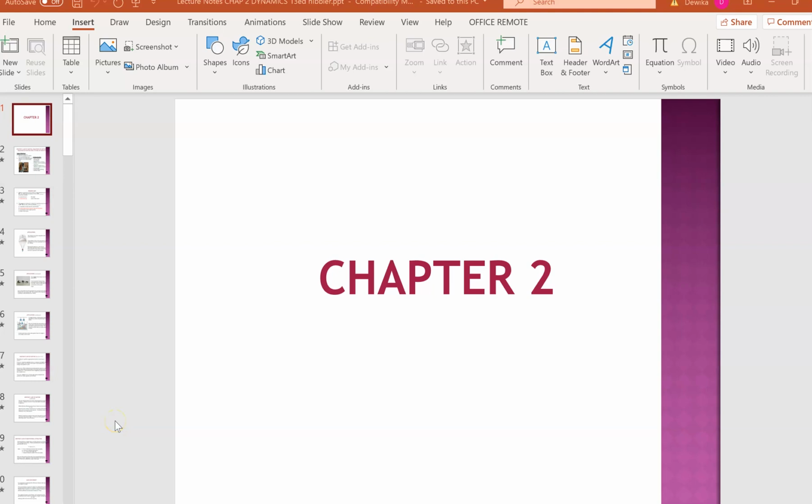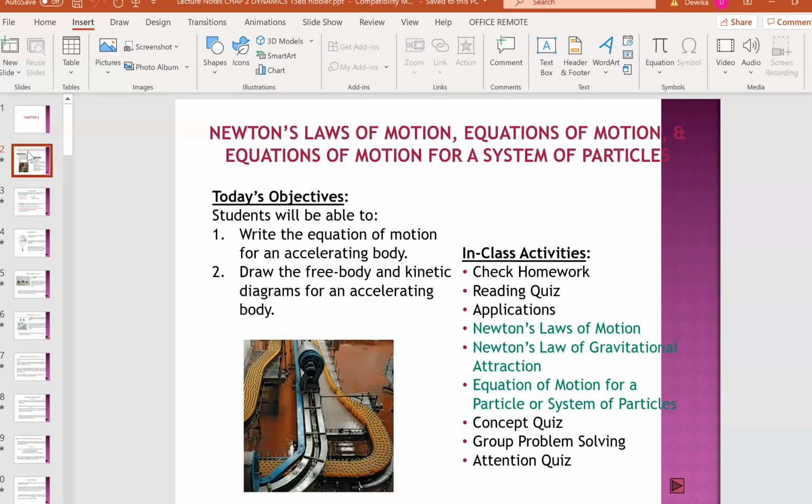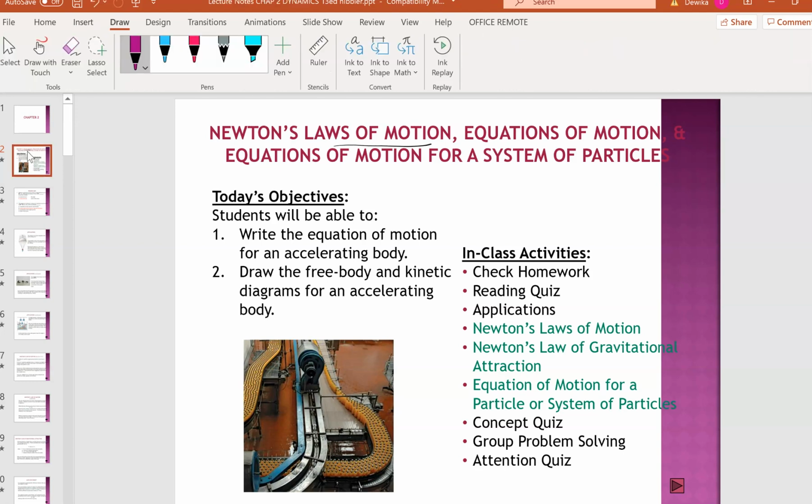Welcome back. We'll be going into the second chapter, or in your textbook, chapter 13: kinetics of a particle, force and acceleration. The first part of the chapter will be looking at Newton's law of motion, the equation of motion for a system of particles. Remember, in the first few chapters we only looked at a particle. This is the first chapter where we look at kinetics, which is F equals ma.